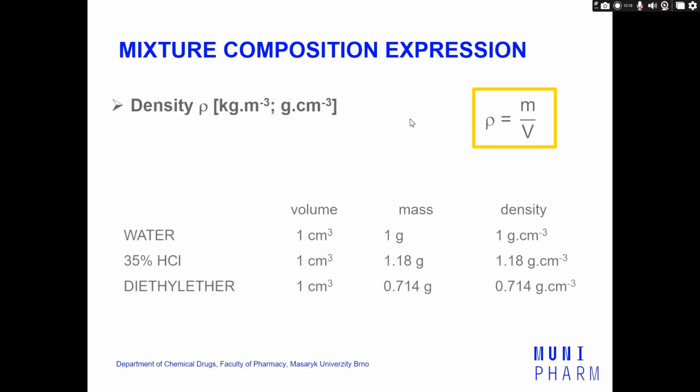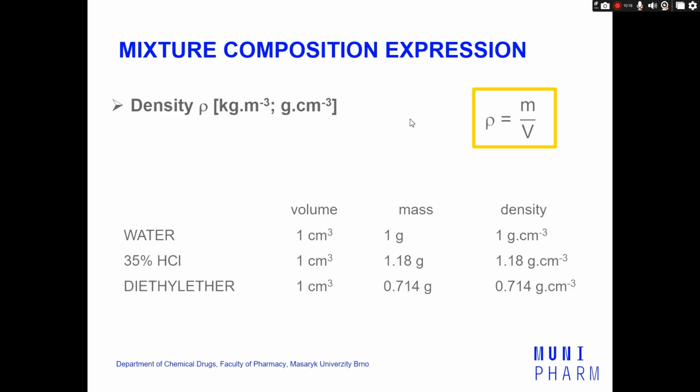Speaking about density, water is a gold standard for us. It is given that 1 cubic centimeter of water weighs 1 gram. It follows that the density of water is 1 gram per cubic centimeter. Practically, knowing the density means that we know the mass of the specific volume of a substance and vice versa.